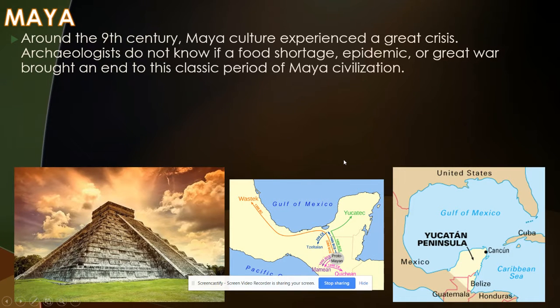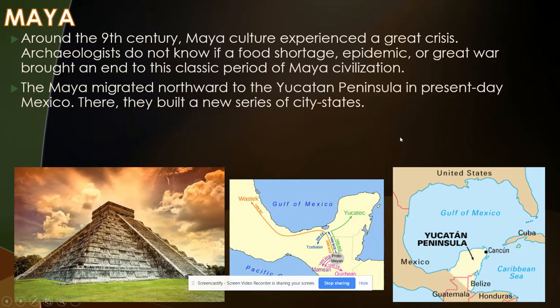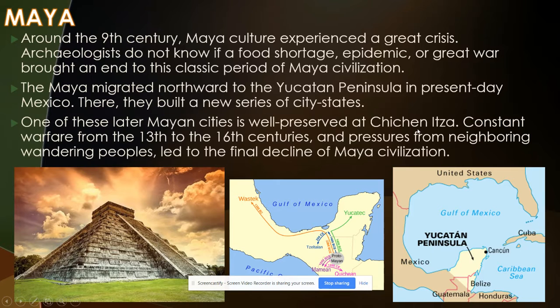So around the 9th century, Mayan culture experienced a great crisis. Archaeologists do not know if it was a food shortage, epidemic, or a great war that brought the end to the classical period of the Mayan civilization, so their golden era. So the Mayan migrated north, leaving all their temples. They left north to the Yucatan Peninsula, and that's in present-day Mexico. There they built a whole new series of city-states.